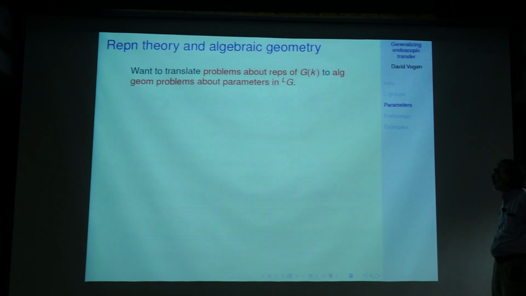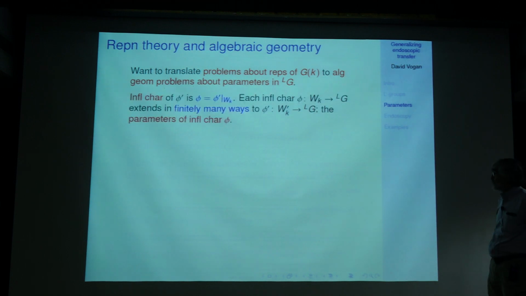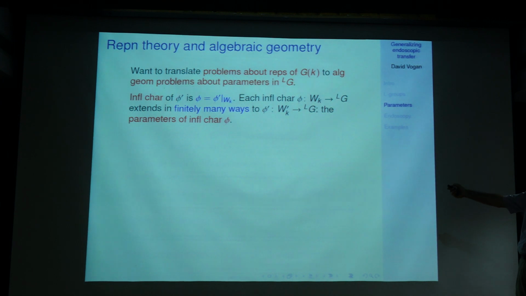So what I want to do is make more precise statements about how the representations of G of K are related to algebraic geometry problems about parameters in the L group. Remember that phi prime is a homomorphism from the Weil-Deligne group to the L group. I want to define the infinitesimal character of phi to be its restriction to the Weil group. So if you have an infinitesimal character, there are, up to conjugation, finitely many ways to extend it to a Weil-Deligne parameter. And so those are the parameters of infinitesimal character phi.